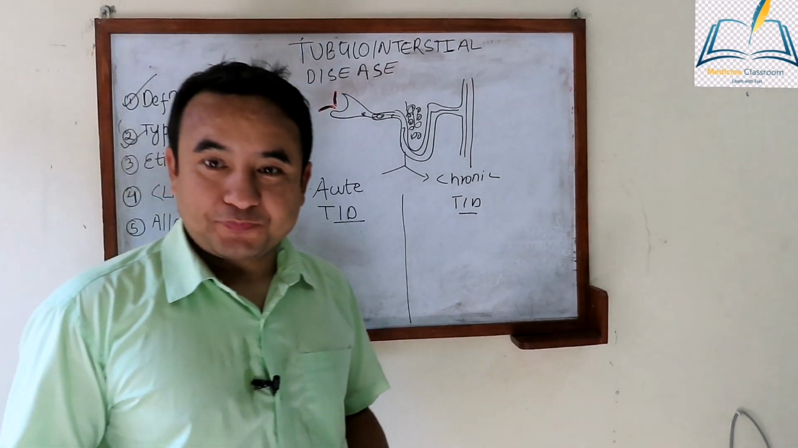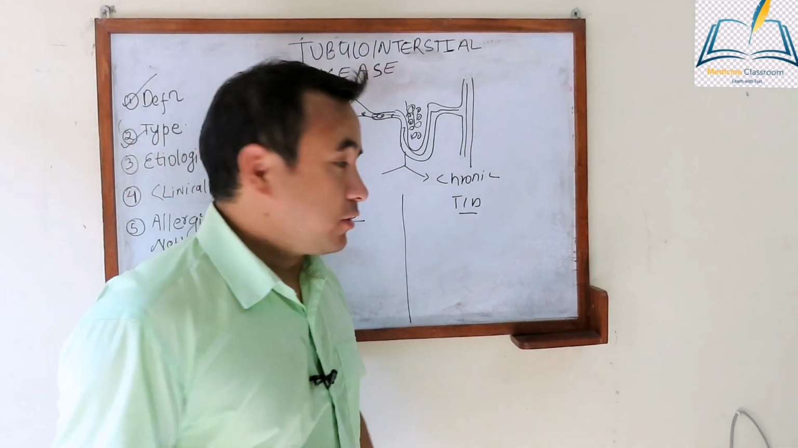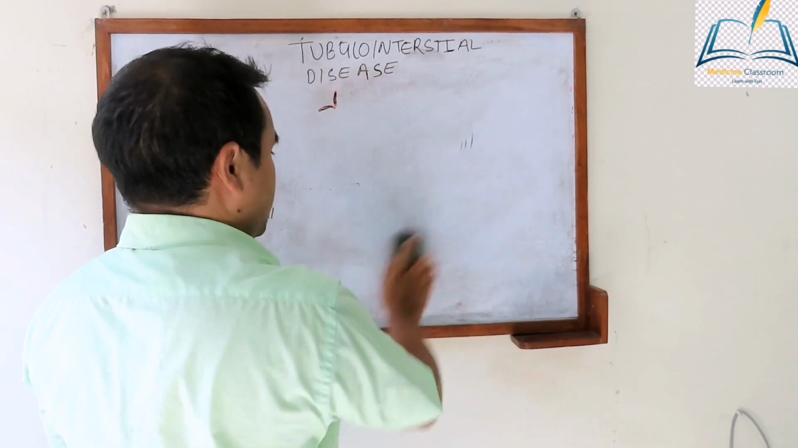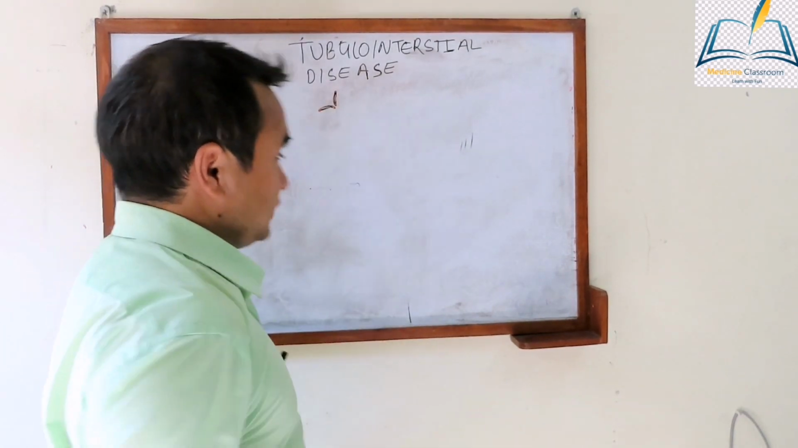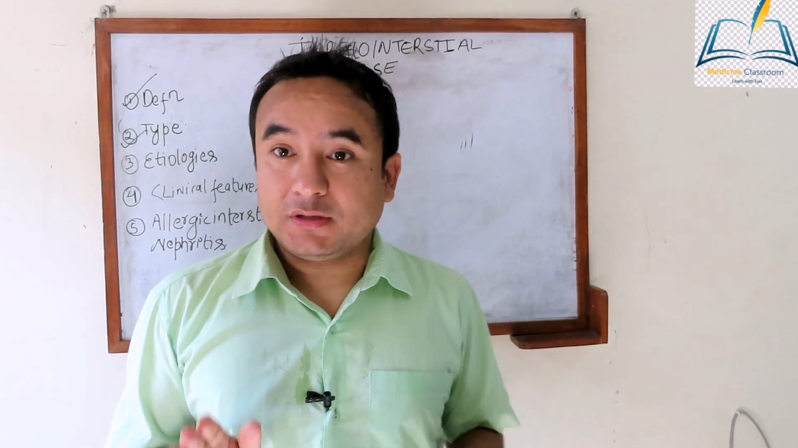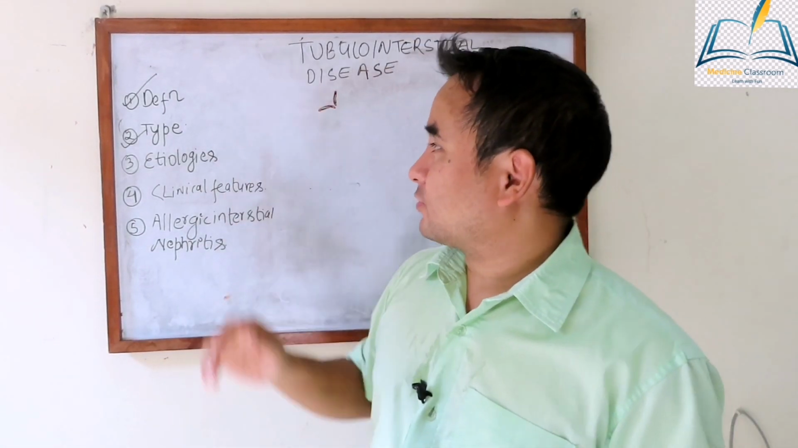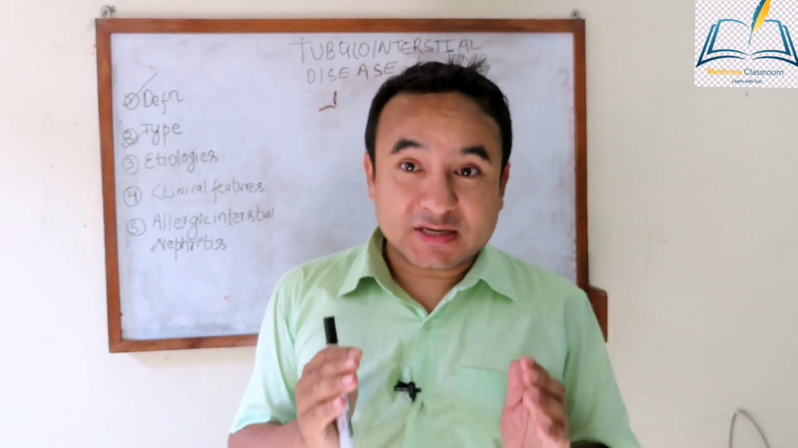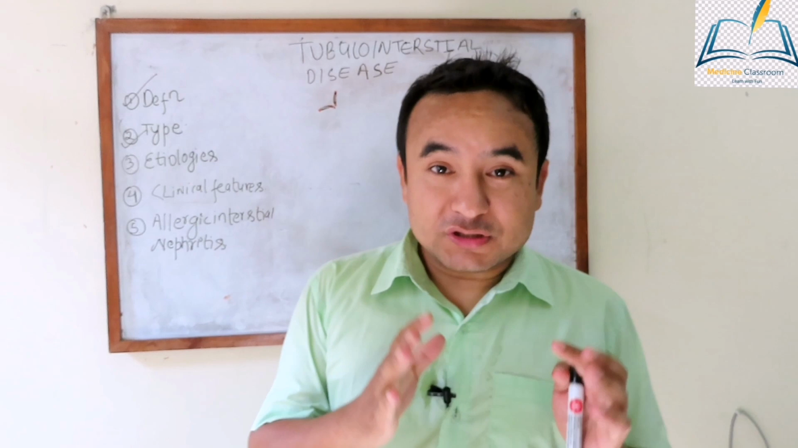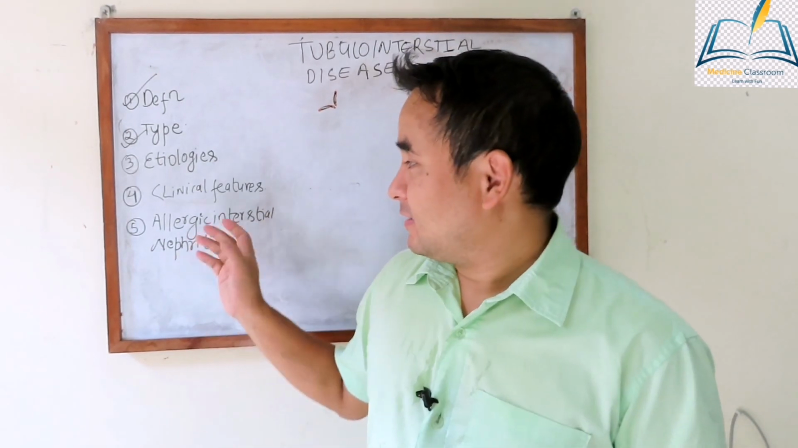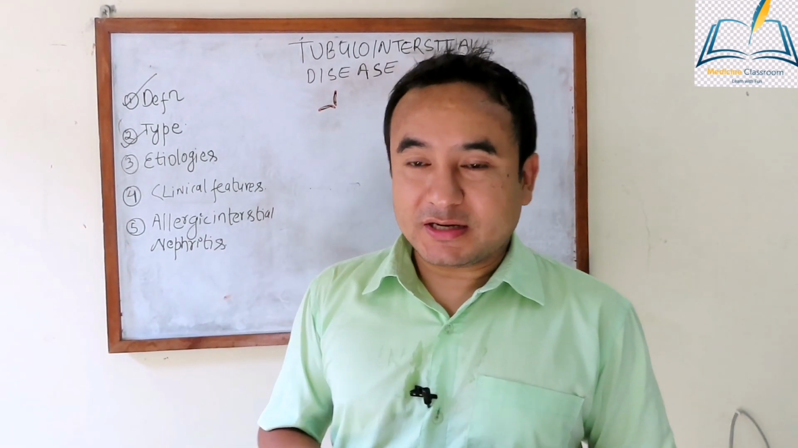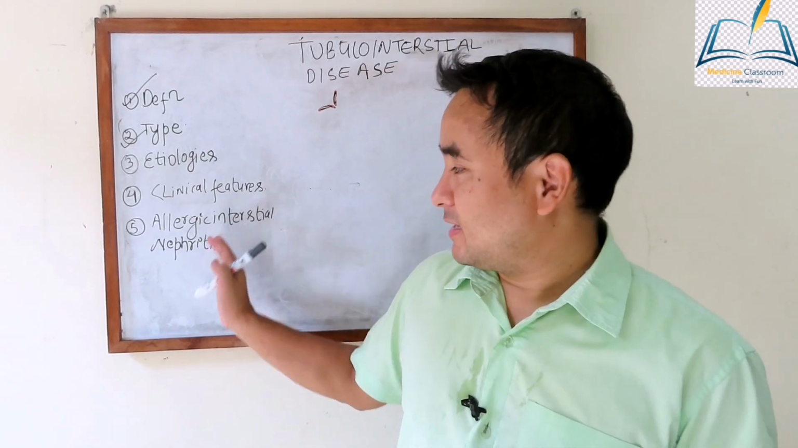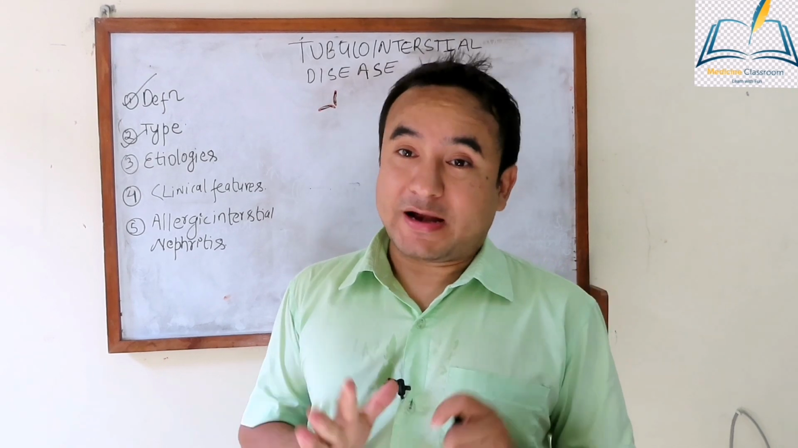Good morning, class. Today let us discuss acute interstitial disease. Okay. In today's presentation, we'll discuss the definition, then the types of acute interstitial disease, then etiologies of acute interstitial disease, then clinical features of acute interstitial disease, and we will discuss one classical interstitial disease, that is allergic interstitial nephritis.